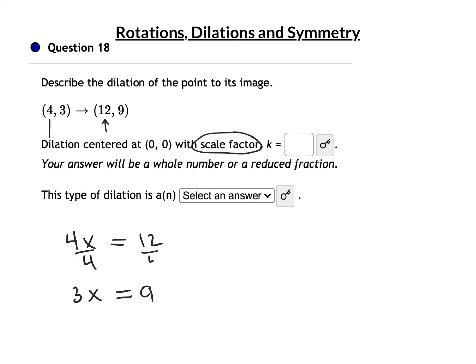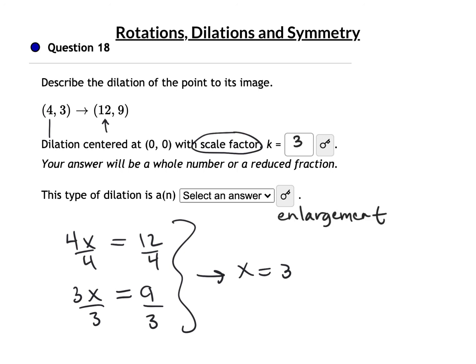Notice if you divide by 4 and you divide by 3, both of these produce the same thing, an x of 3. The scale factor is 3 to 1, or 3. This is an enlargement.